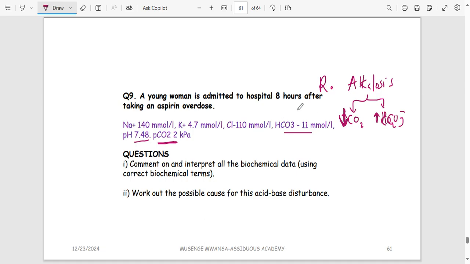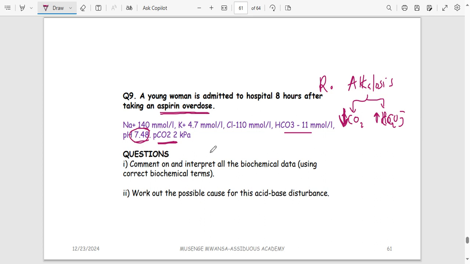The presence of low bicarbonate at first suggests almost complete metabolic compensation. Look at the pH 7.48. It's nearly normal. So this suggests almost complete metabolic compensation. Okay. But then the thing is that this patient took aspirin. Metabolic compensation takes time. So there is no way there was metabolic compensation because it takes time.